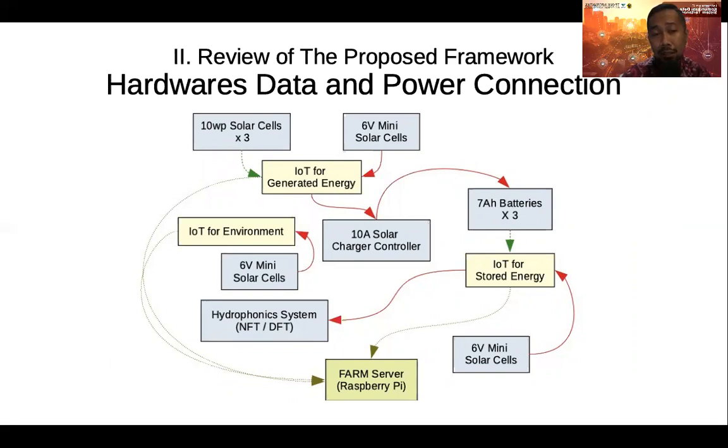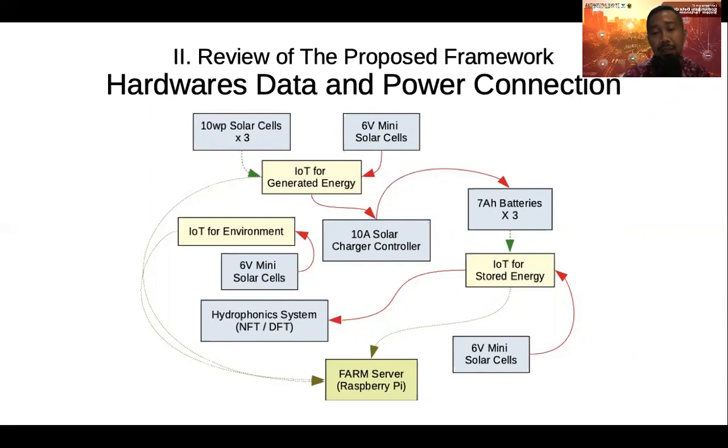The green arrow shows the combination of data and power. The red arrow shows the pure power, and the yellow arrow shows the pure data connection. So basically, the mixed arrow only happens in the energy condition, which is produced by solar and battery, because voltage and current is power and also data. Okay, something like that.